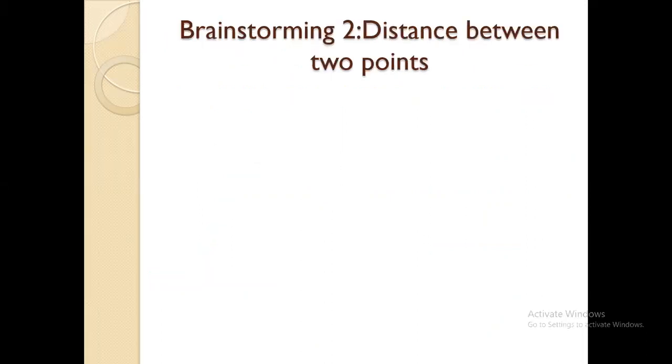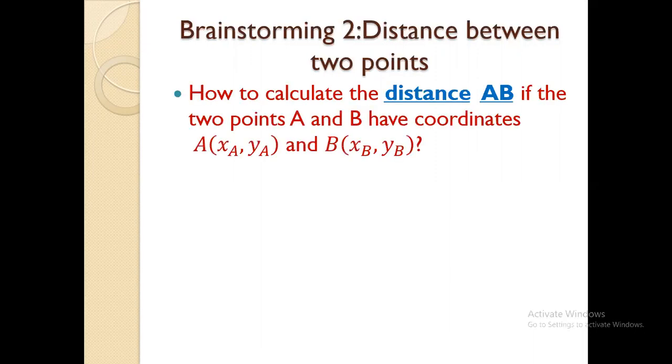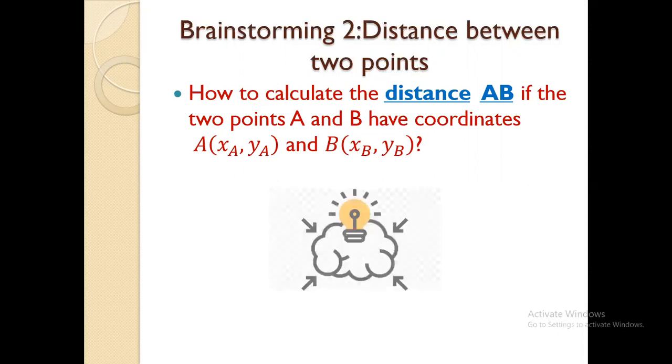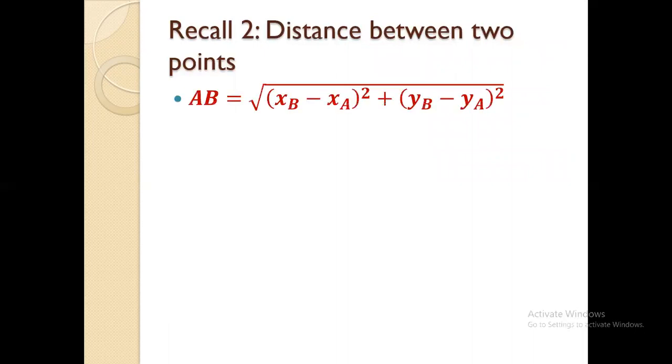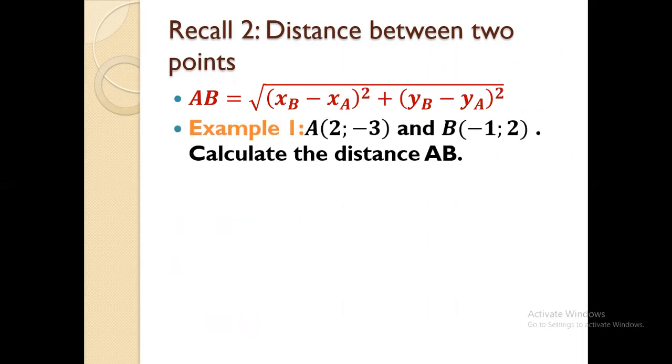We will also need in this chapter to know the distance between two given points. You have studied this in the fourth intermediate and also in the first secondary. How to calculate the distance AB if the two points A and B have coordinates A(xA, yA) and B(xB, yB)? The distance between two points is given by the formula: AB equals the radical of the difference of the x coordinates squared plus the difference of the y coordinates squared.